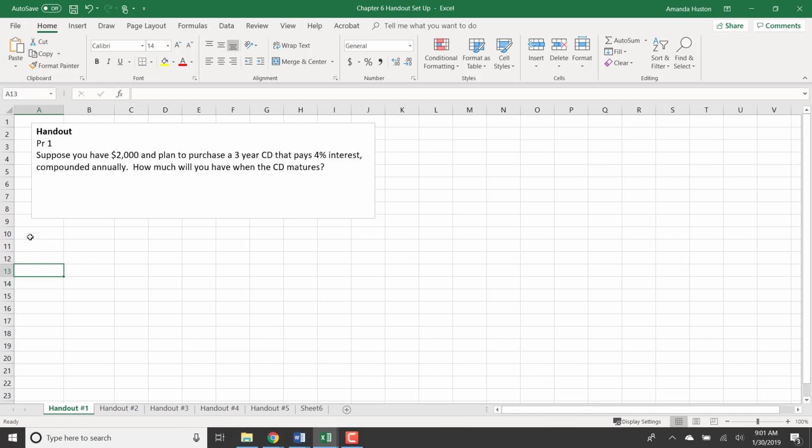Problem number one says, suppose that you have $2,000 and you plan to purchase a 3-year CD that pays 4% interest compounded annually. How much will you have when the CD matures?